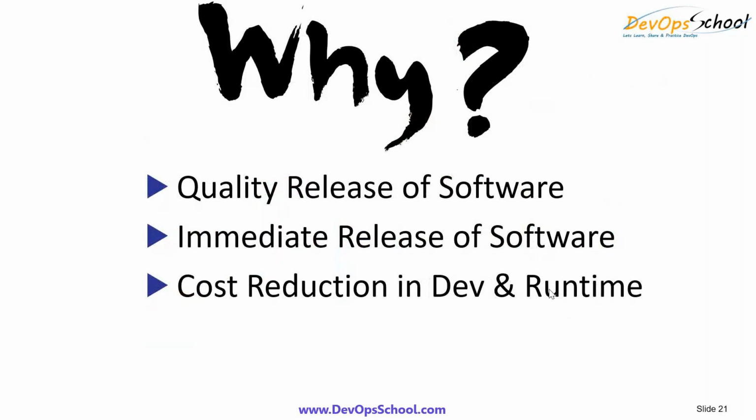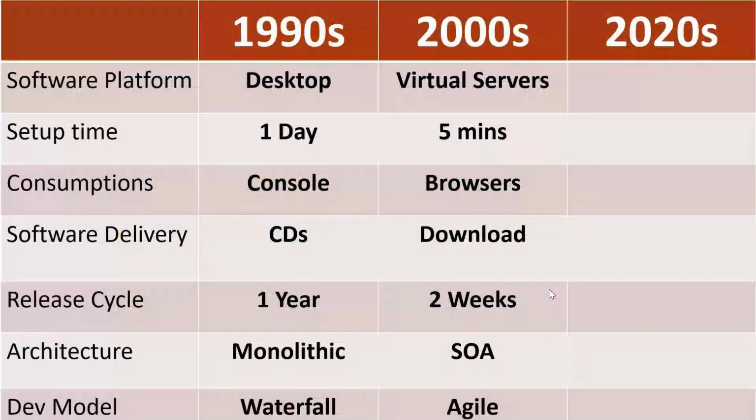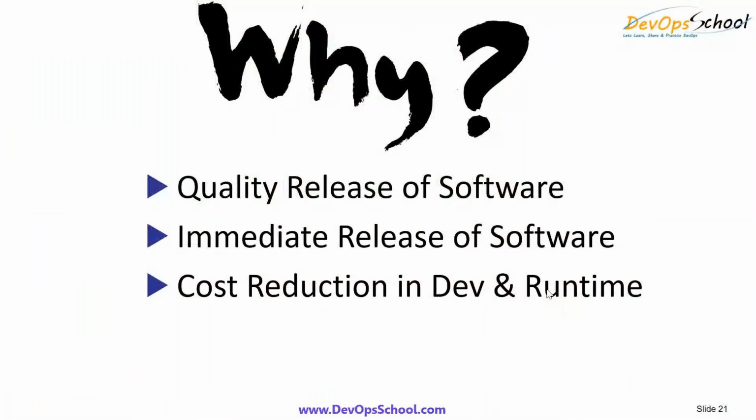Same reason. Look at the same reason. I'm not changing any reason. They wanted to increase the quality of the software, again much better than earlier, and the immediate release of the software. Earlier we had reduced release time from 1 day to 5 minutes, but still the organization wants to reduce the release duration, and they wanted to reduce the cost in software development and runtime also. Development cost means office cost, salary cost, all these things. Runtime means your data center cost. So they wanted to reduce that.